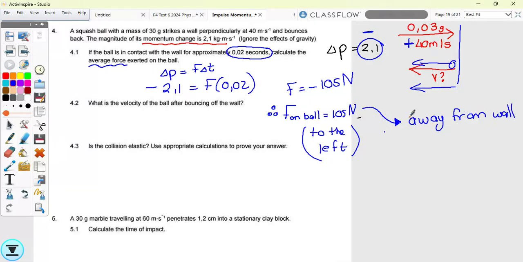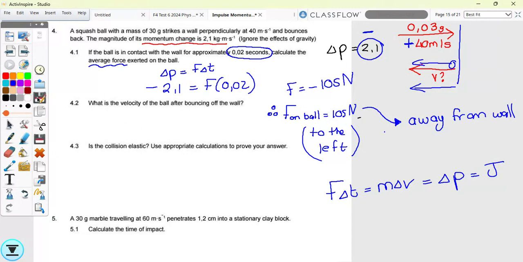Alrighty. Now they say, what is the velocity of the ball after bouncing off the wall? Okay. Now we can check. What are we going to use for that? It's still one object. So we're still going to use F delta T equals M delta V, and that is going to be equal to our delta P. I just wrote it the other way around, but it doesn't matter.